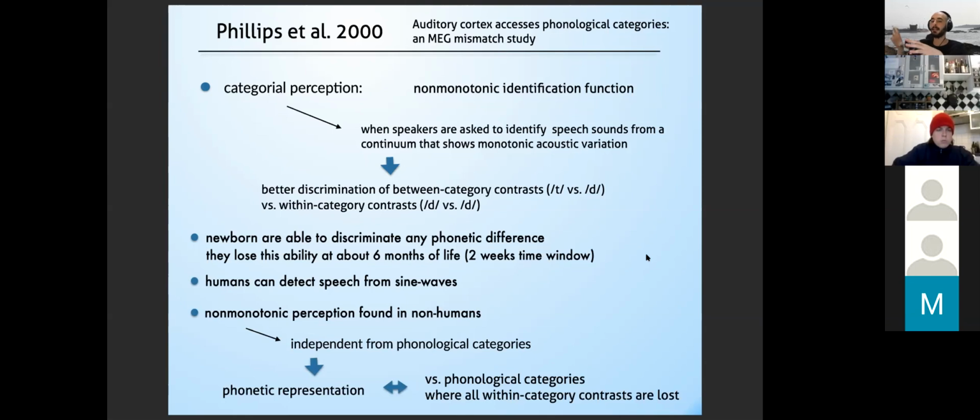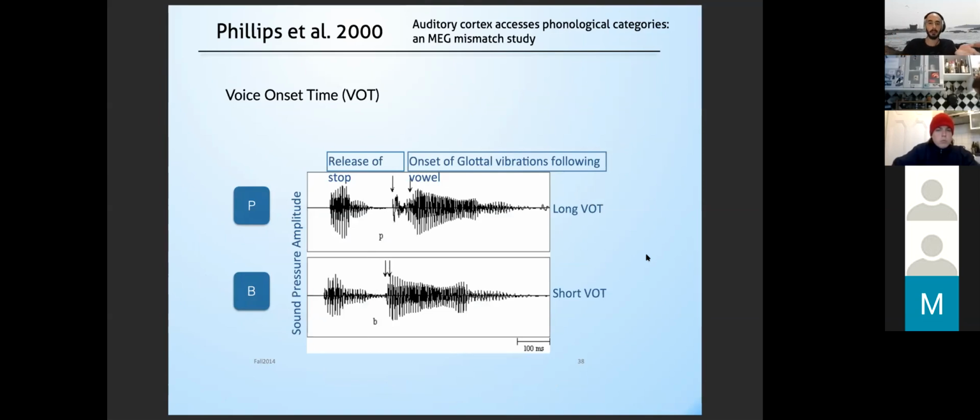So the idea is that if you take a phonological category, a de, let's say, within the range of de, you're going to have a very hard time discriminating finer differences between different de's, okay? And this is exactly what I showed you. The voice onset time is the time from the release of the consonant to the onset of the glottal vibration following the vowel, okay? So for P, the voice onset time is larger than a certain amount. For B it is much shorter, okay? And then you can vary this continuously.